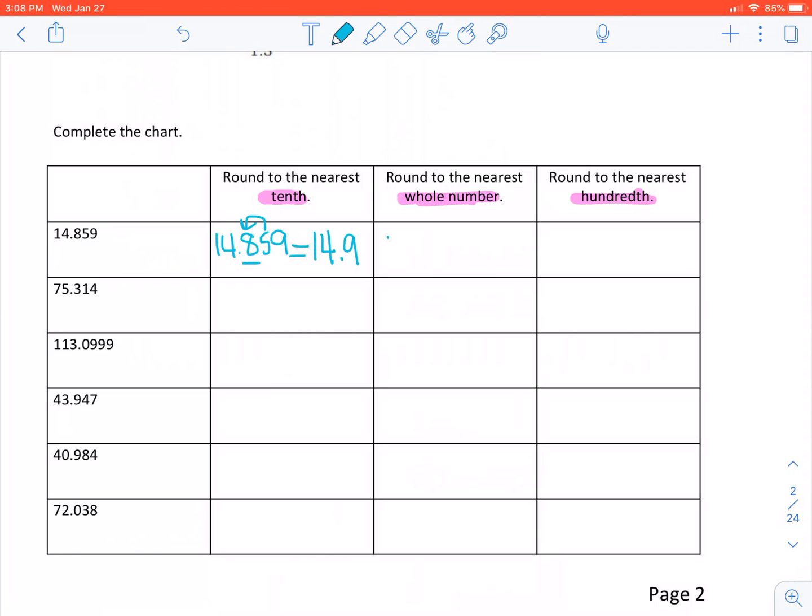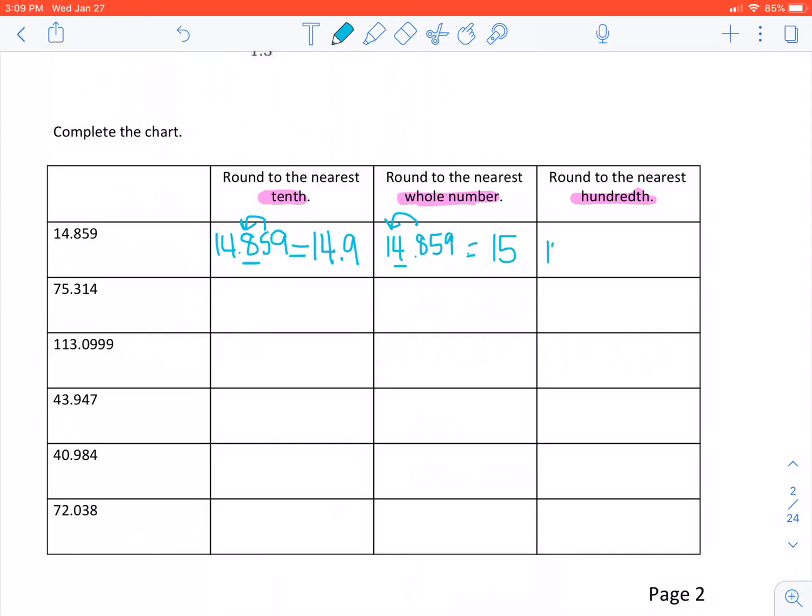Now, I'm going to take that same number, 14.859. I'm going to underline the ones value because whole number means ones value. The number to the right is 8. So 8, 5 or above, give it a shove, tells that 4 to go up to a 5. So nearest whole number would be 15.